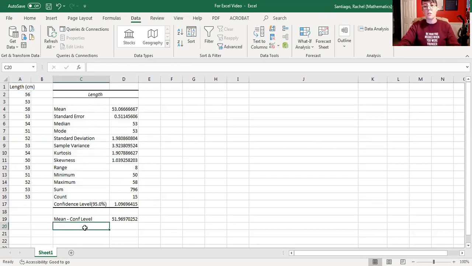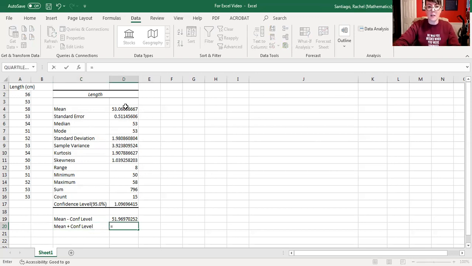We can also write out the upper bound of this interval. So it's the mean plus the confidence level. Same thing, you're going to go ahead and press equals. You're going to click on the cell that holds the mean, and you're going to add to that. I just clicked shift plus. So you're going to add to that the confidence level to provide the upper bound.